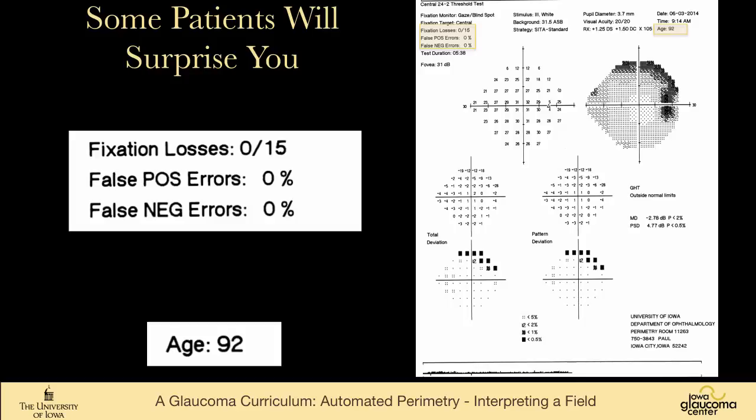On the other hand, some patients will surprise you. You might not think that you can get a visual field on a 92-year-old patient, but this person's performance was spectacular.